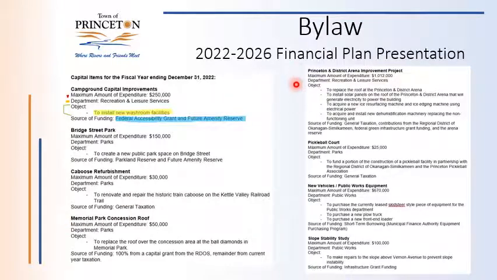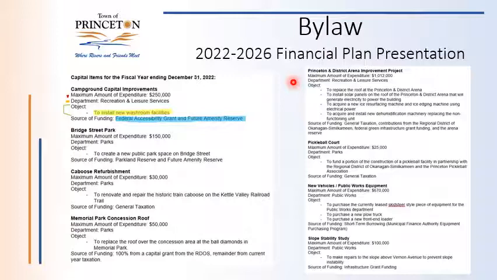Princeton District Arena Improvement Project. So we have a capital project that will be designed to replace the roof at the arena. The roof has reached the end of its functional life. This will replace that roof. It will install solar panels on the roof to generate electricity to power the building.